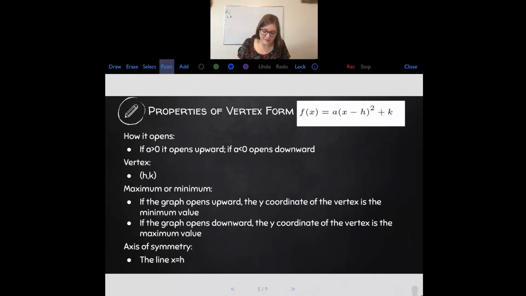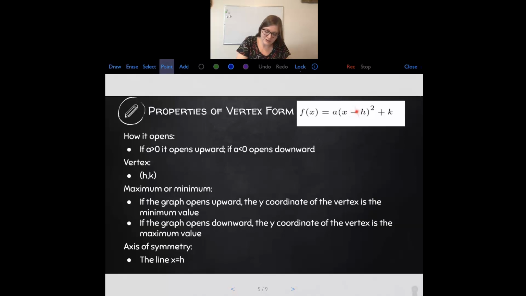So, properties of vertex form. How it opens: if a is greater than 0, it opens upward. If a is less than 0, it opens downward. That's the same as standard form. But with vertex form, we can get the vertex right from the form that it's written in. The vertex is (h, k).